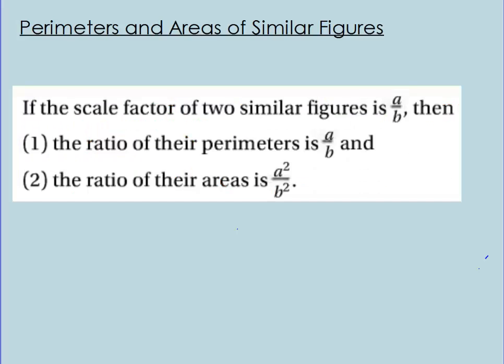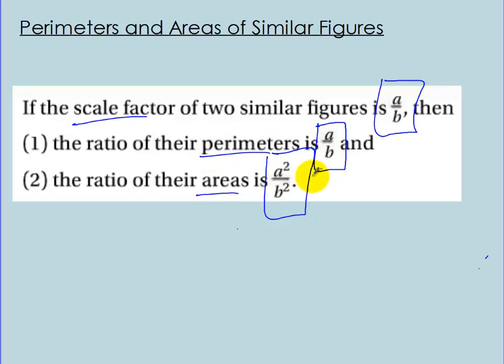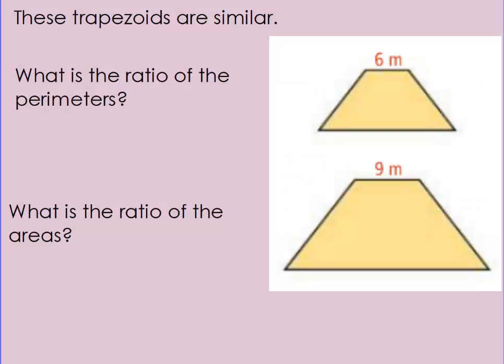Let's begin. So, the perimeters and areas of similar figures. This is what you need to know. If the scale factor of two similar figures is a divided by b, then the ratio of the perimeters is a divided by b, and the ratio of their areas is a squared divided by b squared. So perimeter is a over b, the area is a squared over b squared. What does that mean? Well, let's look at a few examples.